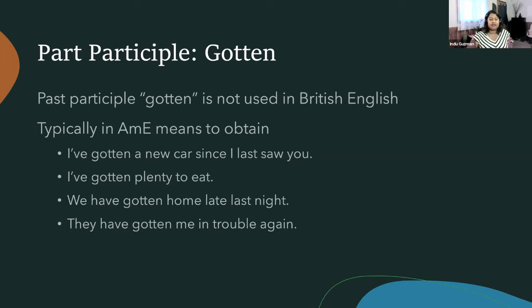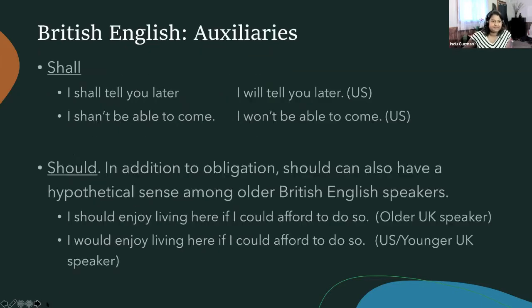I would say we have gotten home late last night. We wouldn't say we gotten home last night, unless it's dialect. You say we got home late last night. Or they have gotten me in trouble again, instead of they got me in trouble again. That's also used. But gotten is very much unique to American. So if you have a British character in fiction, unless the character is very Americanized, this is something you want to make sure you don't have the character say.